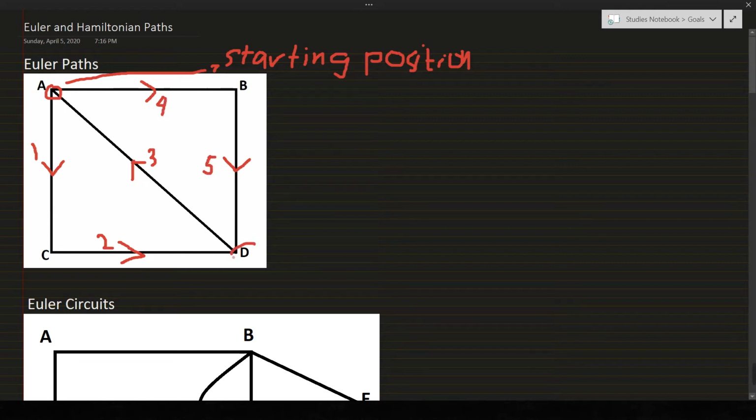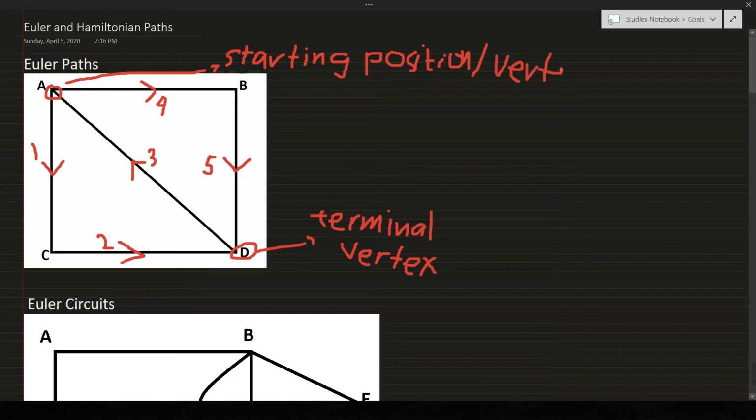You can see letter D. Vertex D is the ending position or the terminal position. A terminal point can be called a terminal vertex, and we can name the start a starting position or vertex. Okay, so as shown in the graph and in our solution, this is an Euler path.